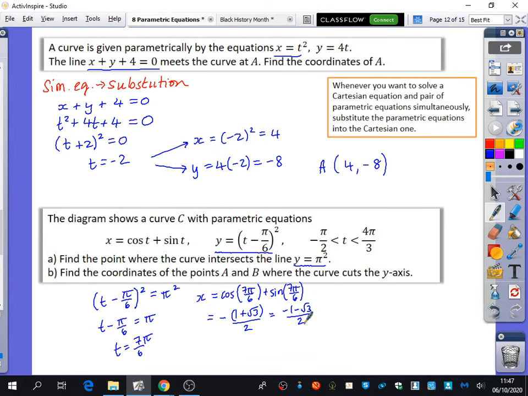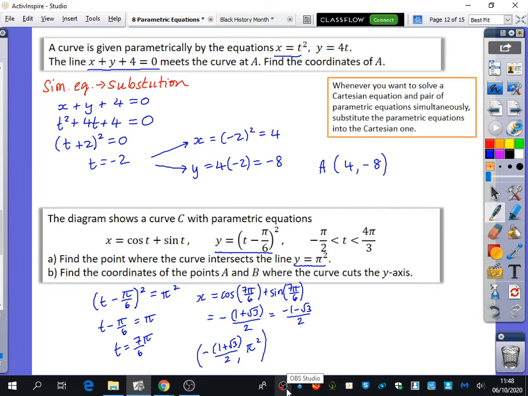No calculation required. What's the y coordinate? Pi squared. Of course it's pi squared, because it's where it's crossing the line y equals pi squared. So the coordinate where it intersects will be (minus 1 plus root 3 over 2, pi squared). And this is what a lot of answers are going to start looking like in year 13 maths. They're going to be weird looking. They're going to have surds. They're going to have pi. They're going to have all sorts of stuff.